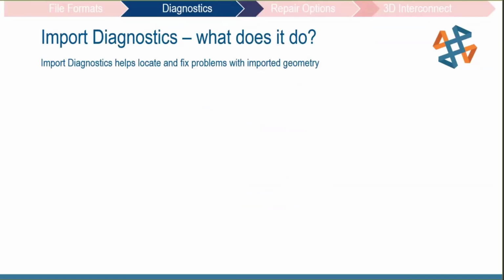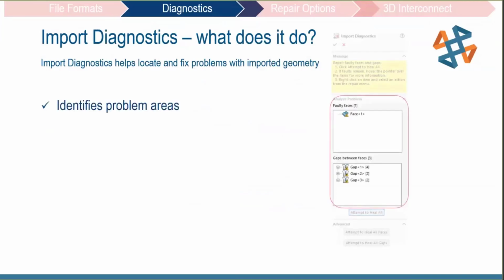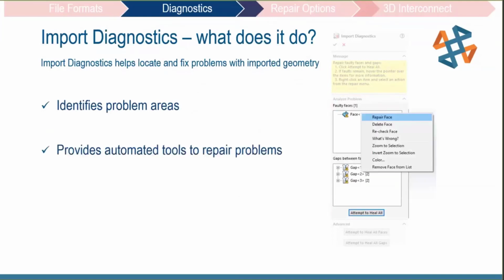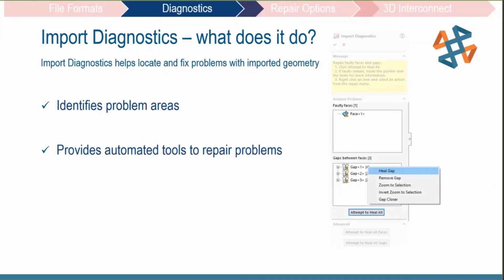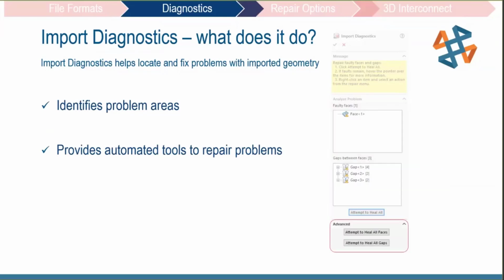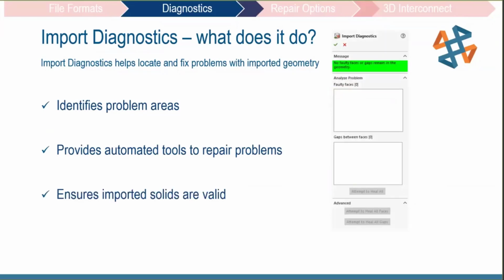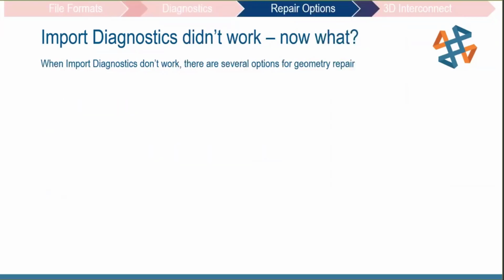So let's take a look at that import diagnostics tool that I was actually using earlier. I used it just to identify problem areas, and it was very, very good at that. But it does also give you some tools to work on repairing those. So I can right-click these individual gaps or the faulty faces, and I can see it'll tell me what the problem is. A lot of times it's not the clearest. It might say general geometry problem. But down here, there are the attempt to heal all, or attempt to heal all gaps. And eventually, if problems are all repaired, you get the nice green indication that we saw once of our previous model, letting you know that, hey, it's good to go and it's valid.